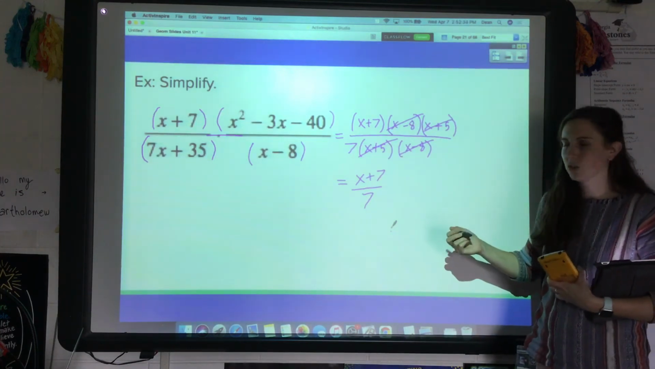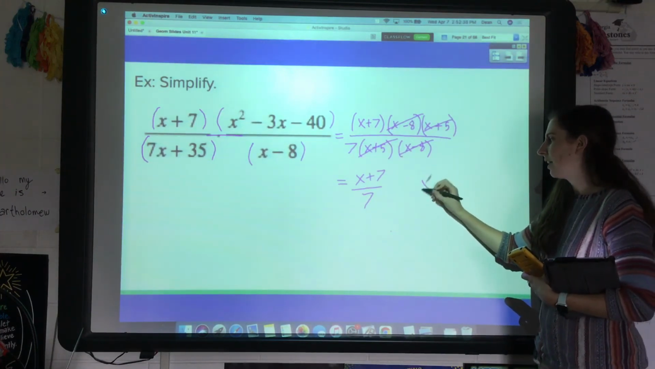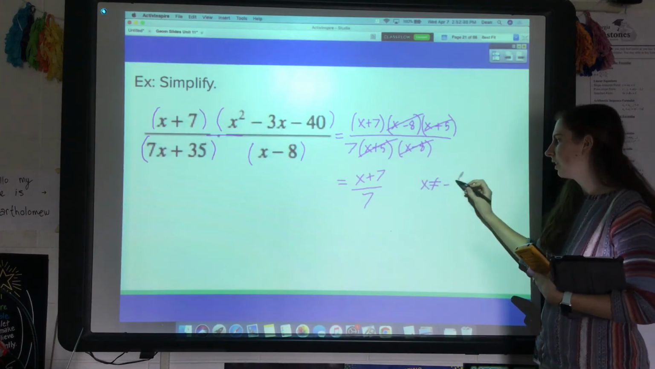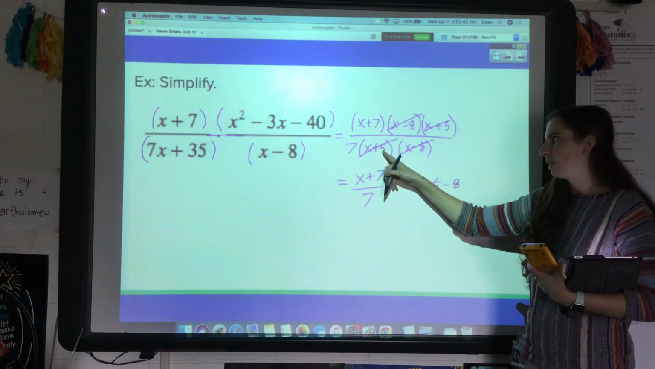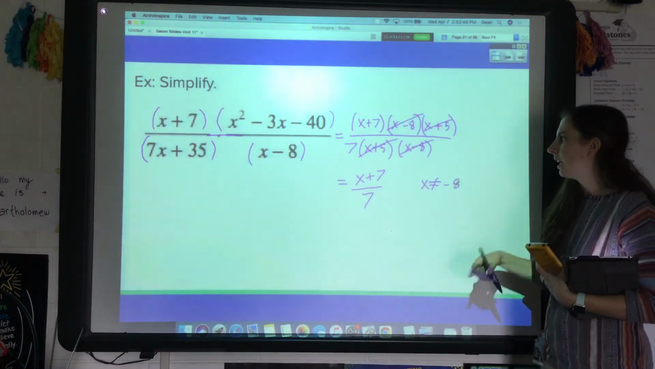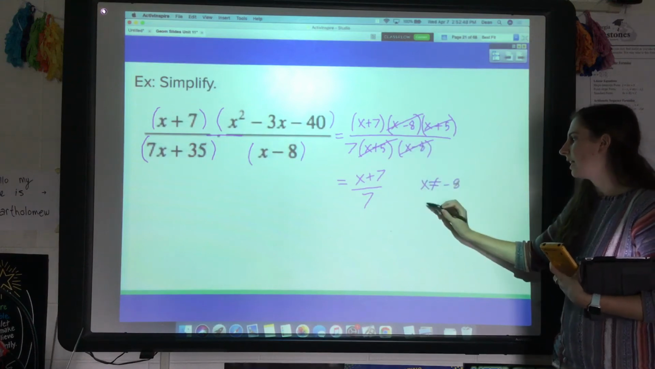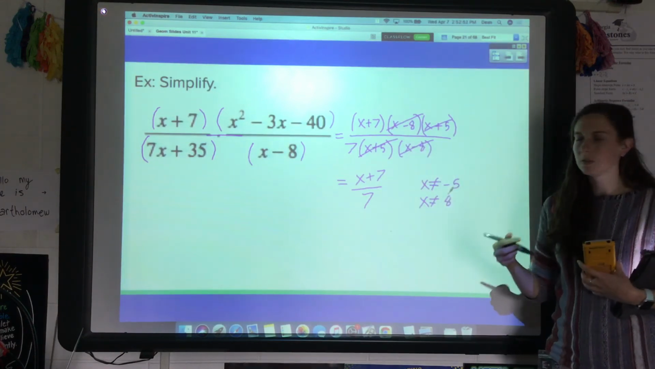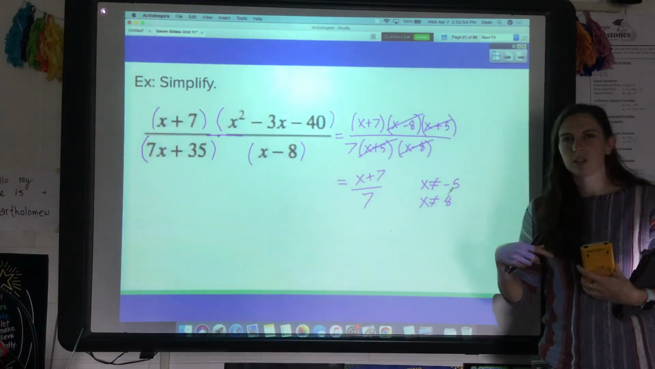Again, if you want to talk restricting domain, remember the denominator can never be 0. So if you wanted to restrict the domain here, you would have to say x can't be negative 5, because negative 5 plus 5 would be 0, and 0 times everything would be 0. It also can't be positive 8, because 8 minus 8 would be 0. So if we wanted to restrict the domain, we would do that.